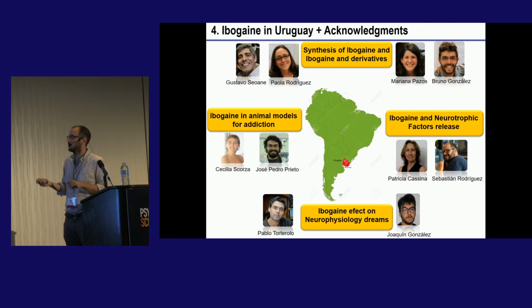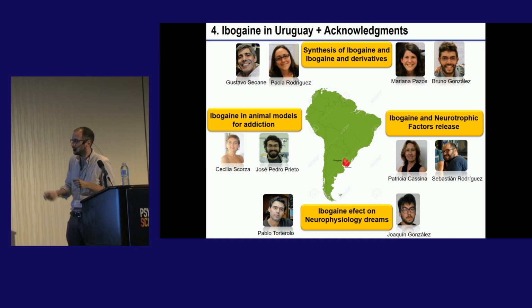So this work is being done in Uruguay. Uruguay is here in South America. This work is done by a lot of different groups that work in the university and in an institute called Clemente Estable. I'm part of the group that does the synthesis of ibogaine and ibogaine derivatives with Gustavo Ciovane, Paola Rodriguez, Mariana Paso, Bruno Gonzalez. All the part of the neurotrophic factor is made by Patricia Casina and Sebastian Rodriguez. The part of the animals is made by the group of Cecilia Scorza, Jose Pedro Pietro.